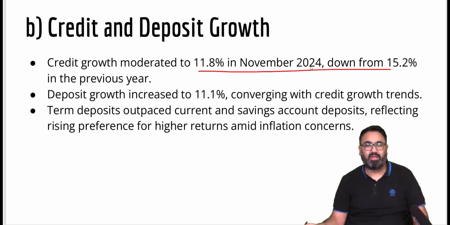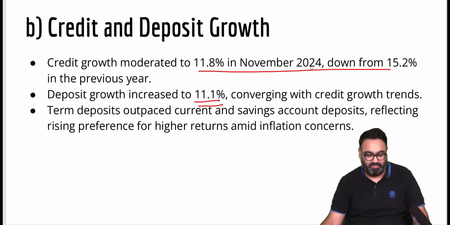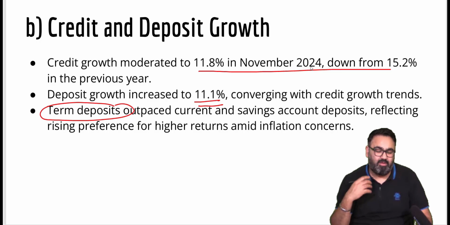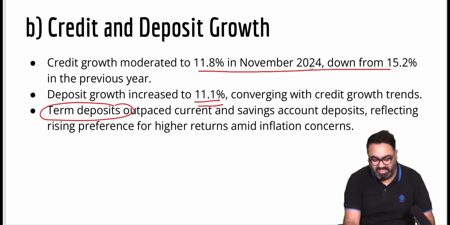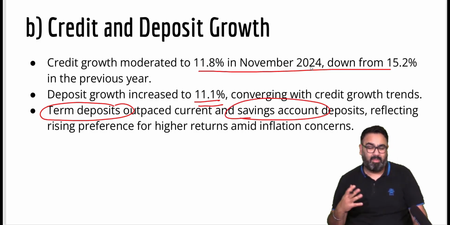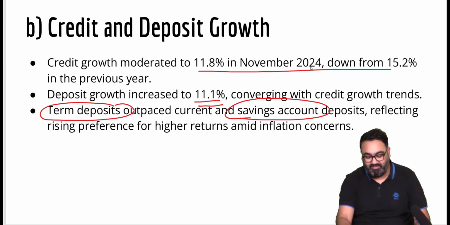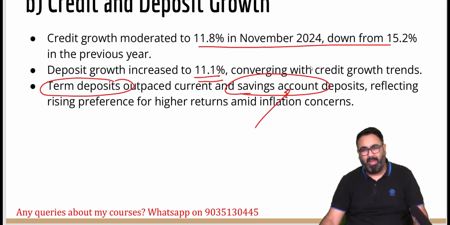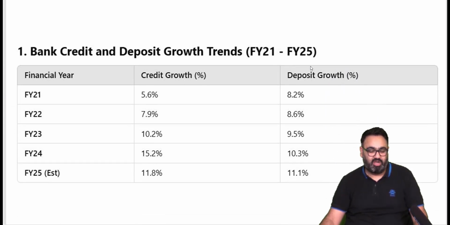Deposit growth, that is the money that people deposit in the banks, is also increasing by 11.1%. There are different types of deposits. Term deposit means money that will be given back to you after some years, like FD, fixed deposit, that you get after a few years. Savings account deposits are called demand deposits. You can demand it from the bank at any point of time. So term deposit outpaced savings account deposits. There were more term deposits, people giving money for the long term. Banks also like that because it gives them more stability to loan out this money. They know that people won't be asking for it immediately.